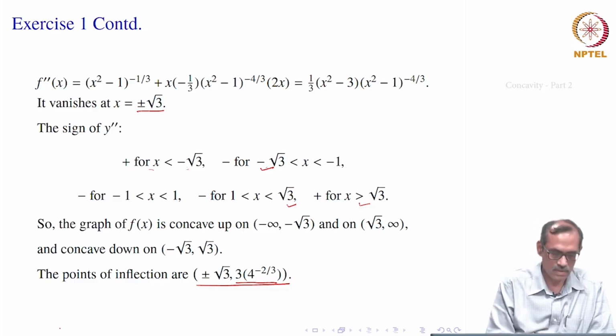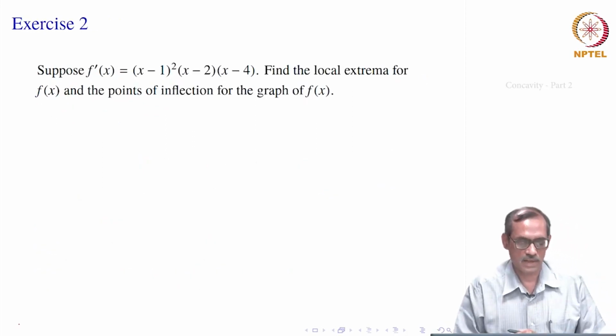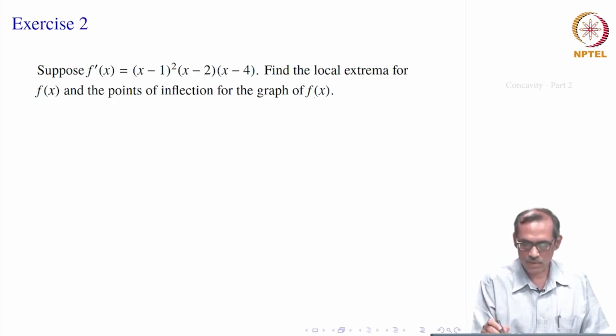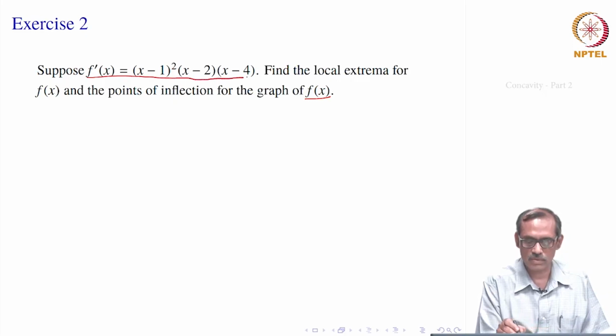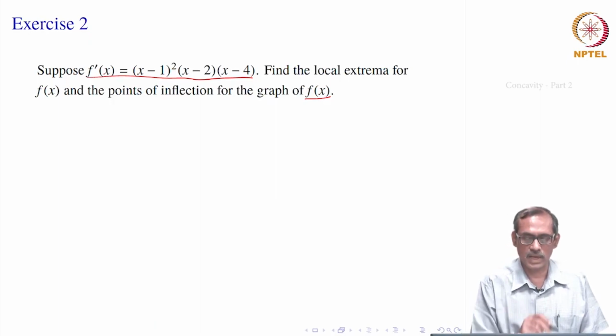Okay. So, this is fairly straightforward, but we have to only discuss and see what happens to f double prime and f prime, breaking to where they are becoming 0 and so on. Okay. So, let us take another problem where we are not given anything about f, but we are given that f prime x is x minus 1 square, x minus 2 into x minus 4. Okay. This is information about f prime.